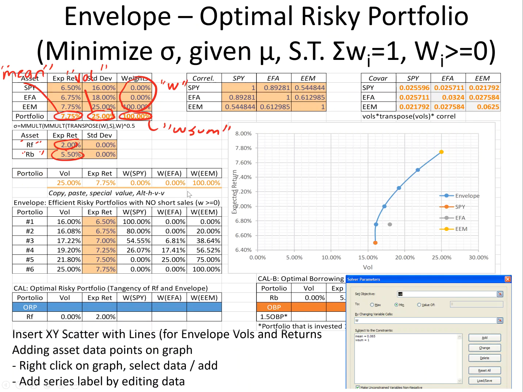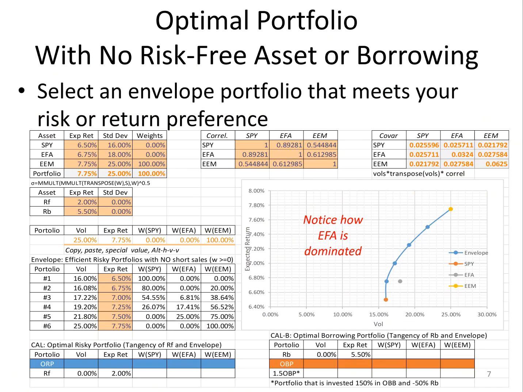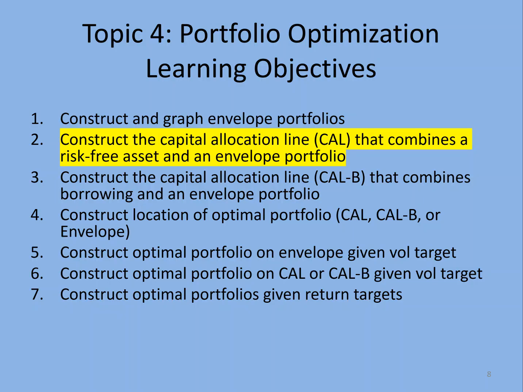So we have our solution. In our next topic, we're going to add a risk-free asset and construct a capital allocation line.